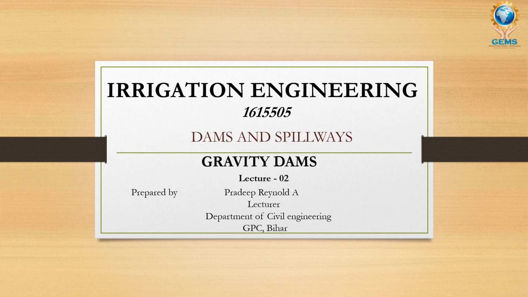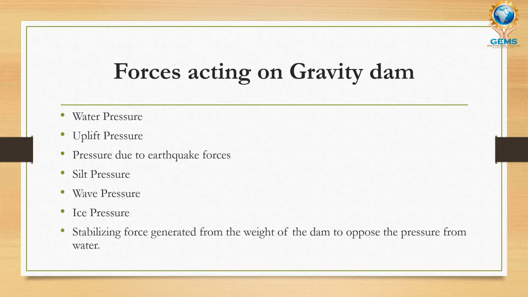In this video we are going to look at the forces acting on the gravity dam, which I have listed below. The first one is water pressure, the second is uplift pressure, the third is pressure due to earthquake forces, the fourth is silt pressure, the fifth is wave pressure, and the sixth is ice pressure. And the final one is the stabilizing force, generated from the weight of the dam, to oppose the pressure from the water.